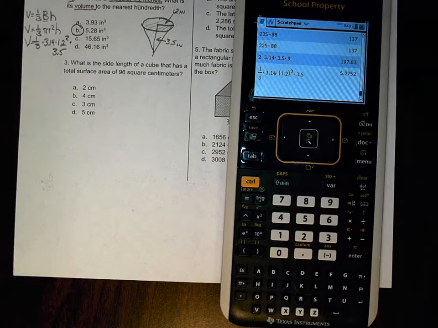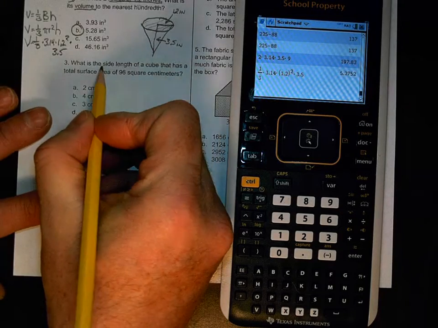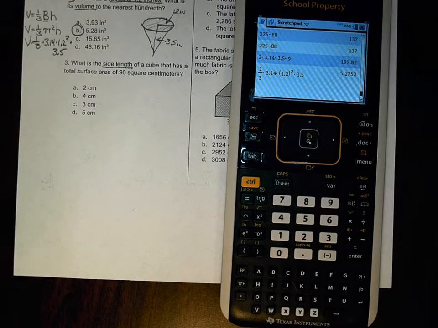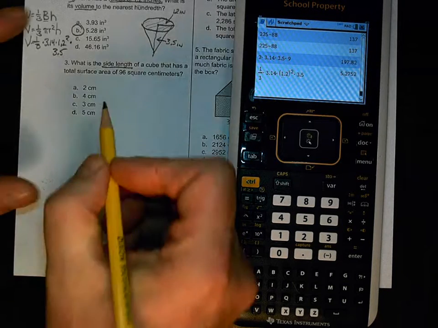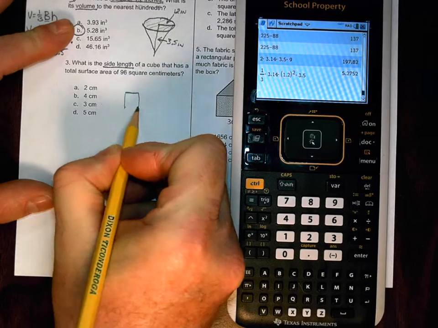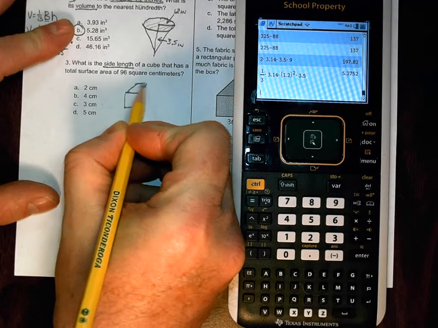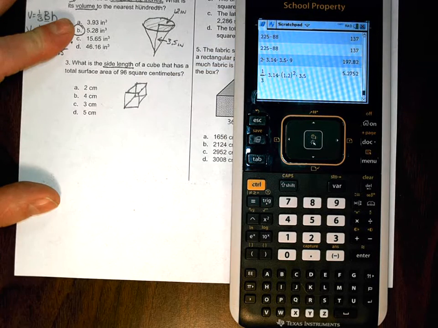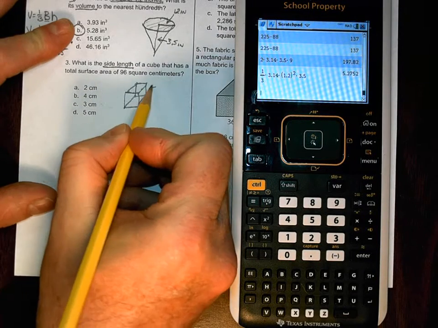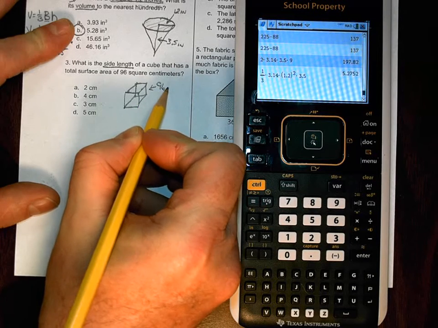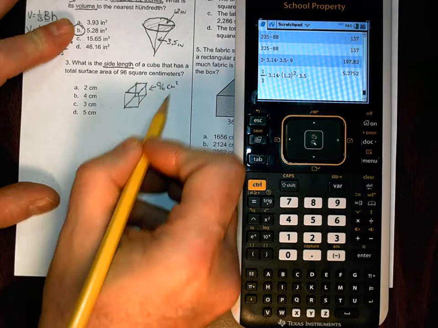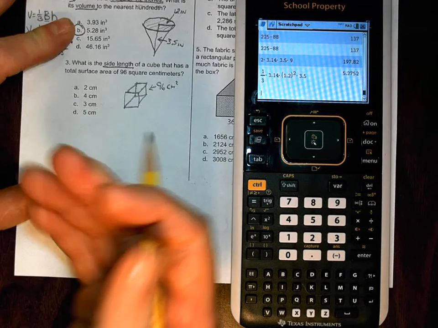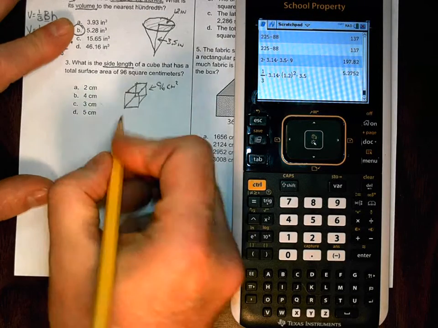All right, let's look at number 3. Number 3 says, what is the side length? It just wants one side length of a cube that has a total surface area of 96 square centimeters. We know a cube is made of 6 squares, all attached together. There's a couple ways to attack this one. We're going to go with the easiest way I know, which is draw the shape. I've got a cube. I know that the total area of this cube is 96 centimeters squared. I also know that a cube is made of 6 individual squares. There are 6 sides to a cube.